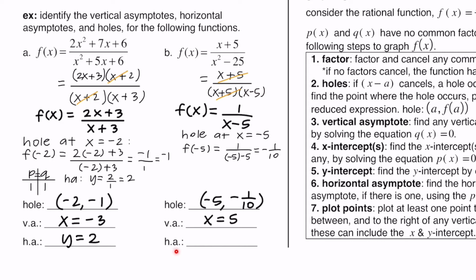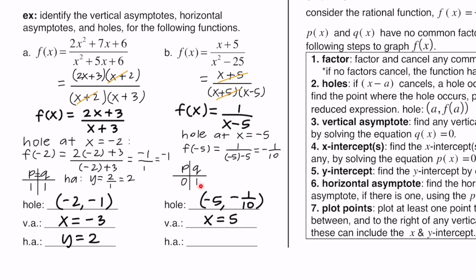And then for the horizontal asymptote, we're going to set up our PQ chart. P is the degree of the numerator. Because you only have a constant and you don't have a variable, technically it's like x to the 0. So P is 0. In the denominator, your degree, you look at the x and its exponent is 1.